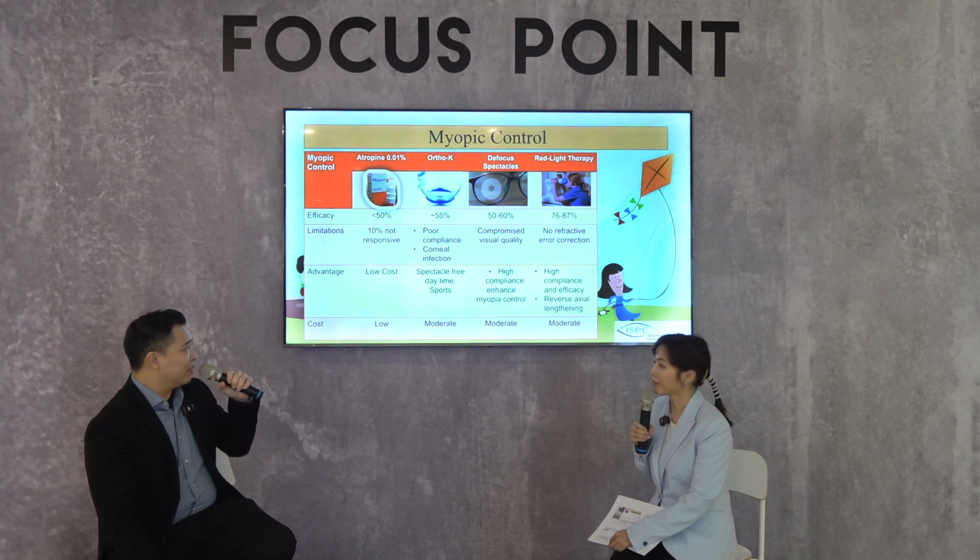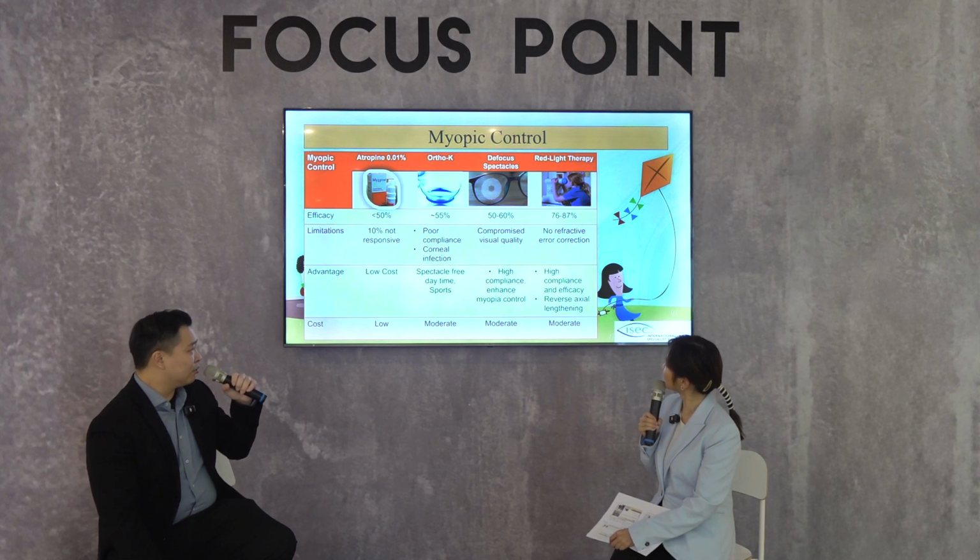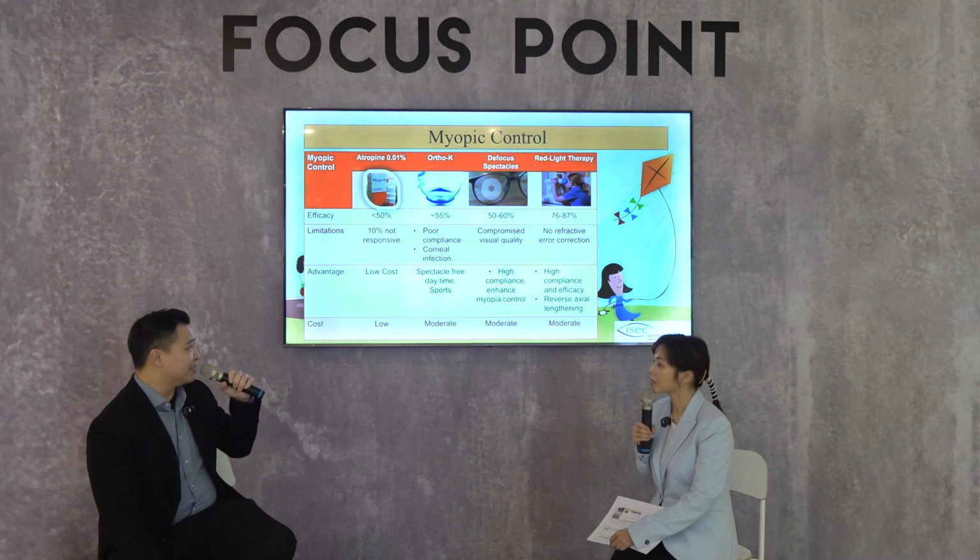So for this therapy, there is high compliance and high efficacy, and studies have shown that those who are very compliant may even reverse their axial lengthening. So this is also possible. However, there's a small group of super responders who might not respond very well to this treatment, and therefore we might need to monitor as well.